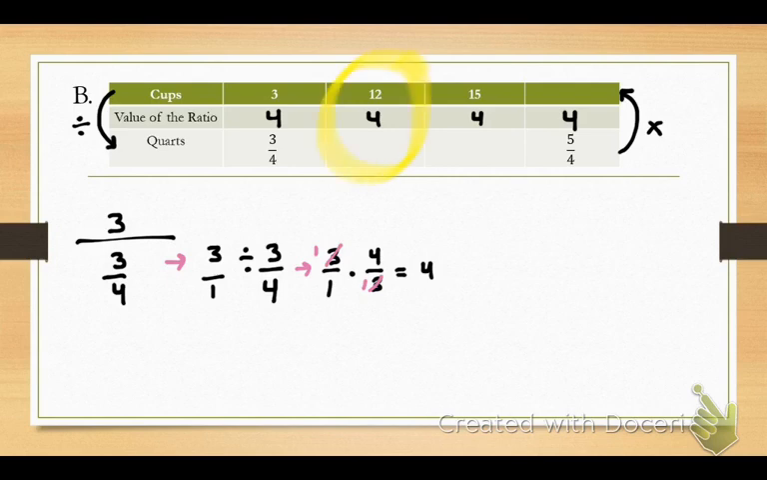Does anyone know what this ratio right here, what the quarts would be? 3. What would it be? 3. How'd you figure that out? You divide it by 12. Okay, 12 divided by 4 when you're going down here equals 3. Let's go on to the next one. Do I need to multiply or divide when going down? Divide. So I'm dividing 15 divided by 4.